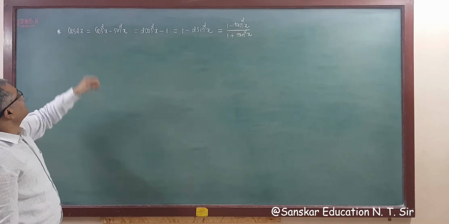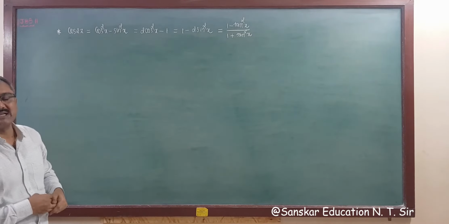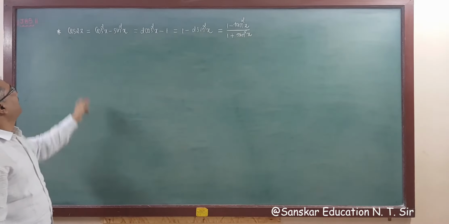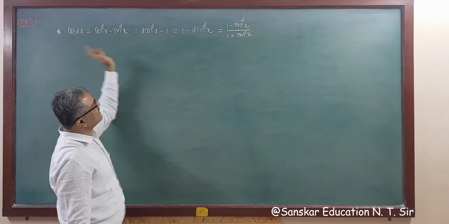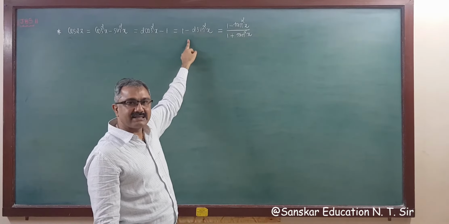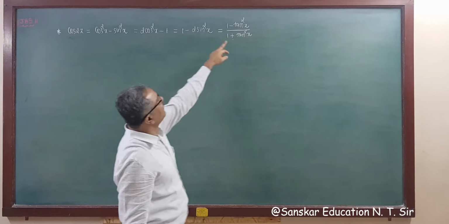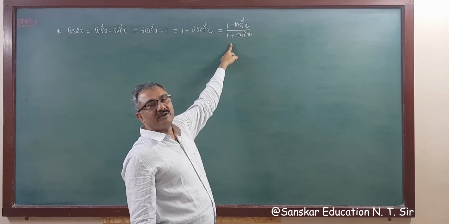So the first set is cos twice x is equal to cos square x minus sin square x. Cos 2x is 2 cos square x minus 1. Cos twice x is 1 minus 2 sin square x. And cos 2x is 1 minus tan square x upon 1 plus tan square x.